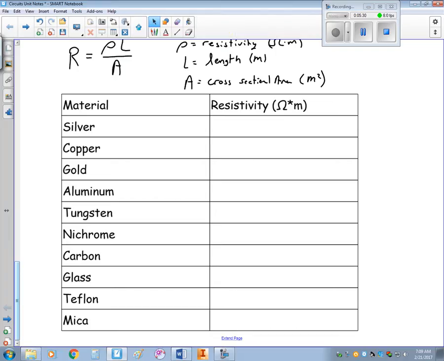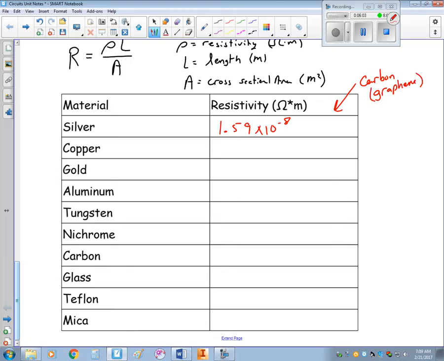Silver is 1.59 times 10 to the negative 8th. So that's the best. Silver is the least resistive metal. But there's one above that, carbon. But we have to be careful. It has to be graphene. So carbon in its graphene form has a resistivity of 1 times 10 to the negative 8th.